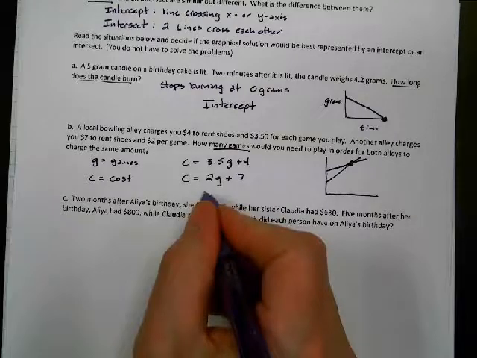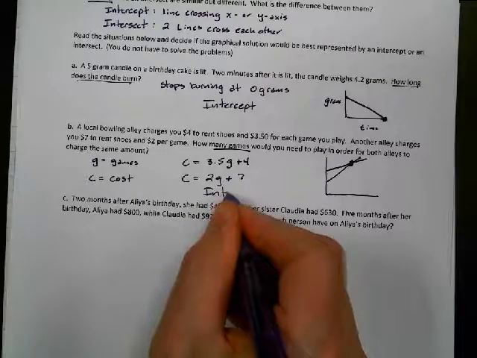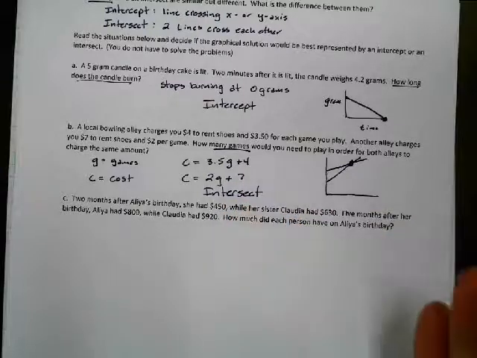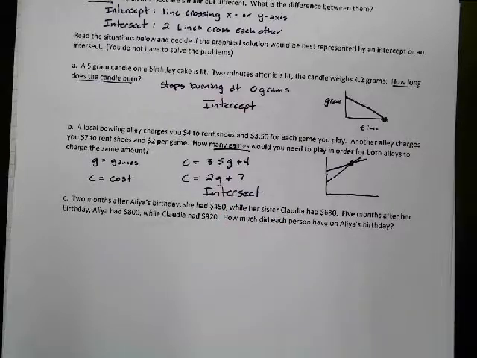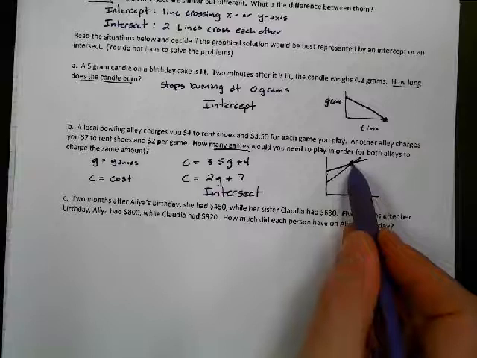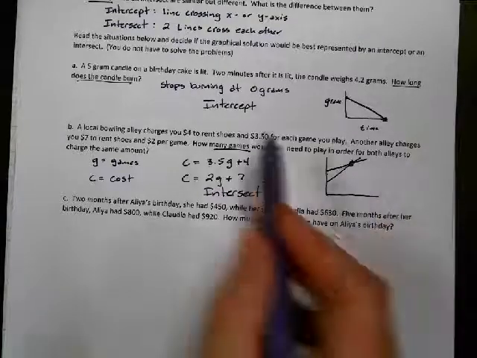So we're not looking where these zero out. So I'm not looking for zero games or zero cost. I just want to know when do these two situations show that they have the same cost. And remember, when we have intercepts, you want something to equal 0. And these aren't going to equal 0 because they're going to cross somewhere over there.